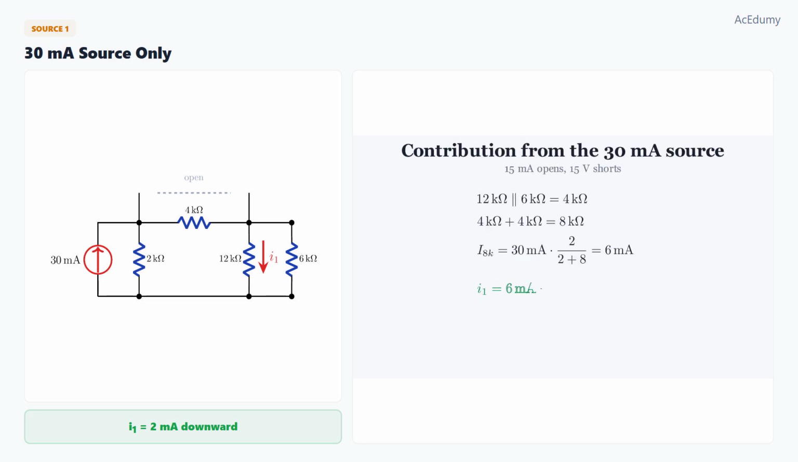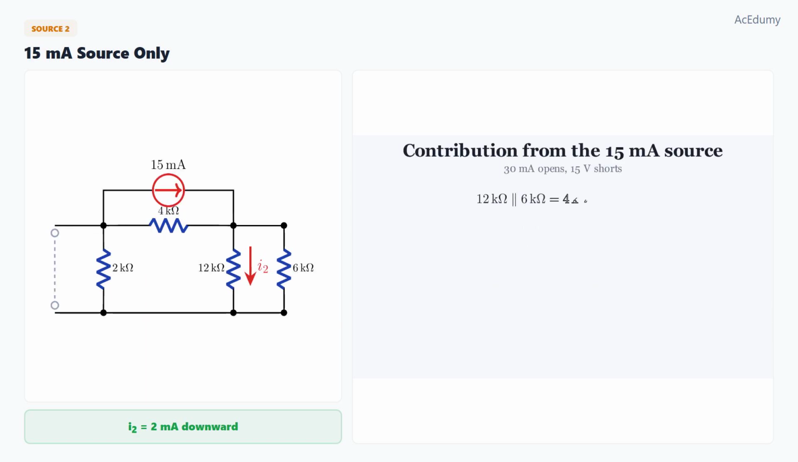The 15 mA source becomes an open circuit, and the 15-volt source becomes a short circuit. The right side 12 kOhm and 6 kOhm resistors are in parallel, so their equivalent is 4 kOhms. That is in series with the 4 kOhm resistor, making an 8 kOhm path. This 8 kOhm path is in parallel with the 2 kOhm resistor. By current division, the current in the 8 kOhm path is 6 mA. Then that current divides between 12 kOhms and 6 kOhms, giving I1 equals 2 mA downward.